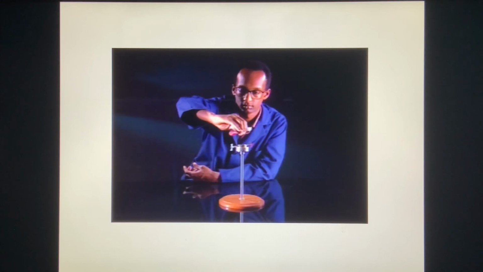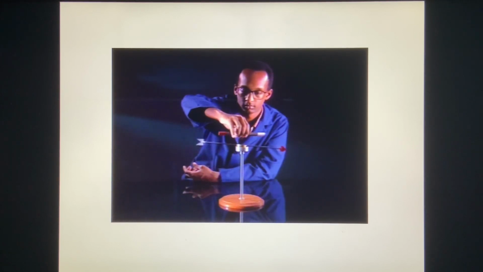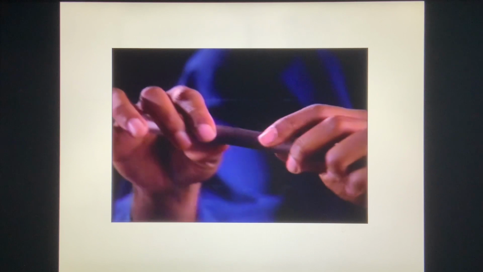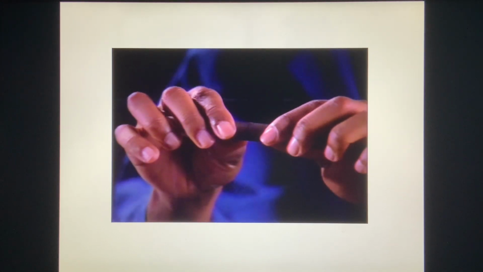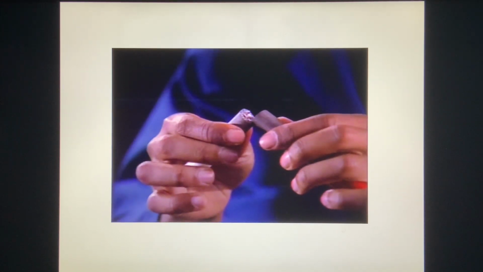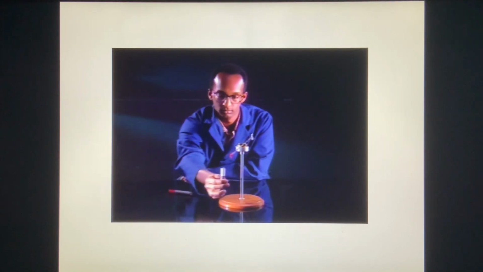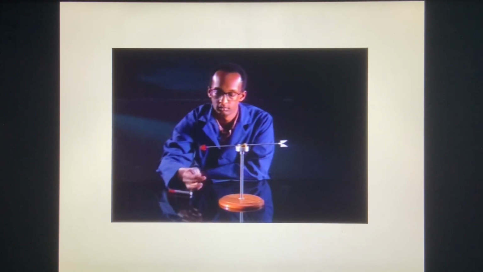This bar magnet has a north pole on one end and a south pole on the other, as shown by this compass. If we break the magnet in half, will each side contain only one magnetic pole? Each half of the magnet still has both north and south poles.